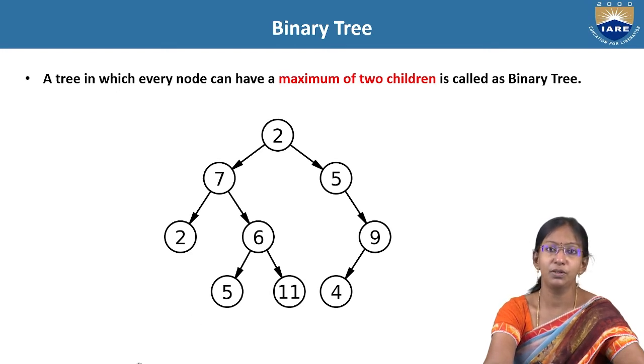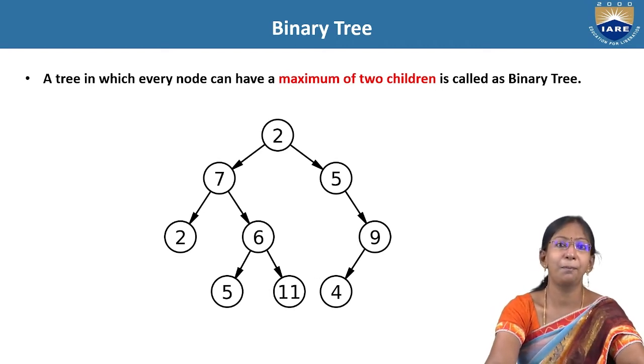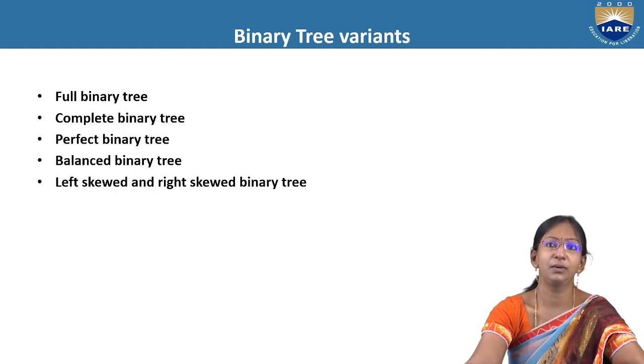5 is having only 1 child. If you look at the degrees of each node, it can have a max degree of 2. Any node can have a max degree of only 2, right? Such a tree is known as binary tree.